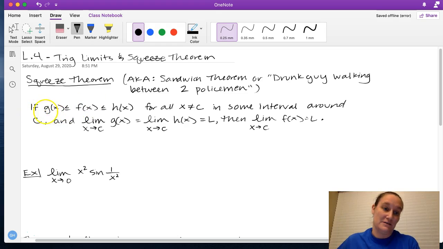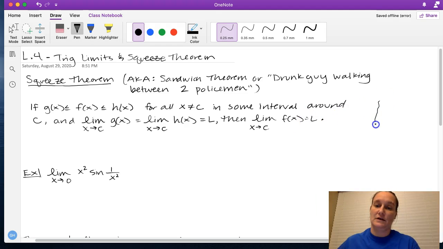So here's the theorem, this is the condition that has to be met. If g of x is less than or equal to f of x is less than or equal to h of x for all x not equal to c, so all x except c, in some interval around c. It doesn't have to be for all x, it just needs to be in some small interval around c. Usually we come up with something that works for all x's, but in case you can't. And the limit as x goes to c of g of x equals the limit as x goes to c of h of x, and they both equal L, then the limit as x goes to c of f of x equals L.